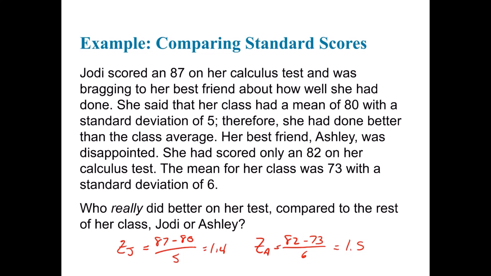Ashley did better, right? For those of you who are picture people, the way to think about this: if the mean's here in the middle, and let's say 1.4 is here, 1.5 is here, think about, okay, who's higher up? Who has the bigger z-score? Because if we're talking about who did better, you want to be further above the class average. So in other words, you want more space below you to have done better. So in this case, Ashley really did better.